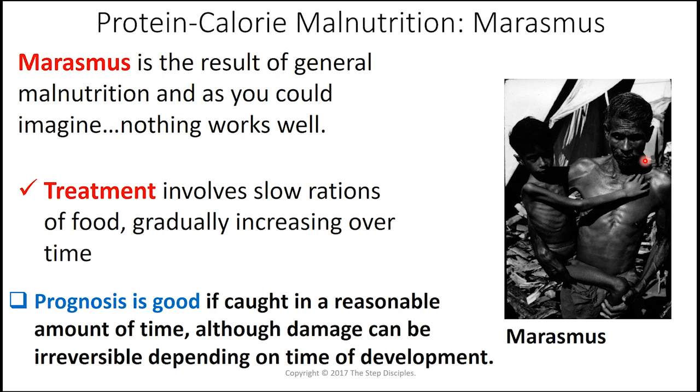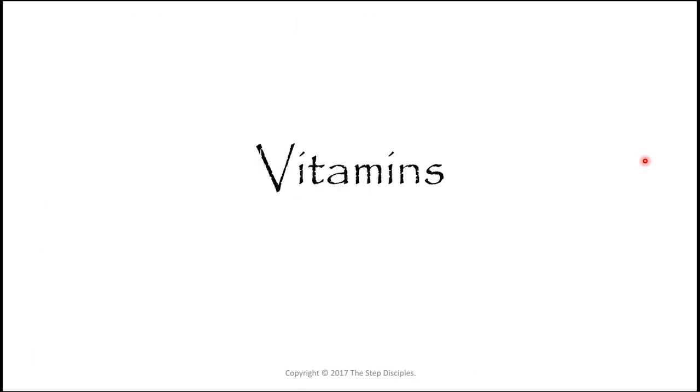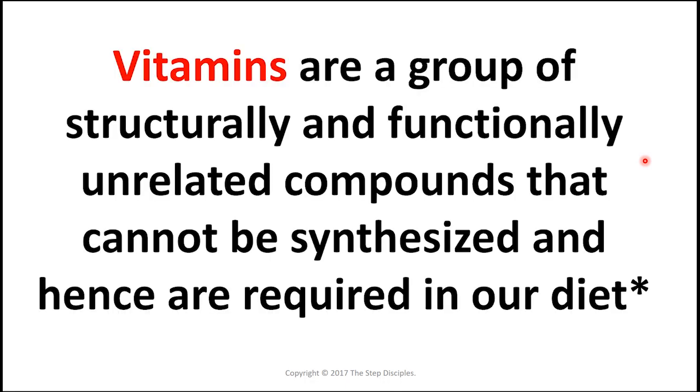So then, in terms of calories and just nutrients in general, we'll move on to talk about vitamins. Vitamins are a general classification of compounds that we need for survival and that we cannot synthesize. So that's what vitamins classically are. Vitamins are a group of structurally and functionally unrelated compounds that cannot be synthesized and hence are required in our diet. And I put a little star there because some of the vitamins can actually be synthesized, but sometimes they're not synthesized at a high enough rate that we can get enough for the day, for example. The big example of that is vitamin D.